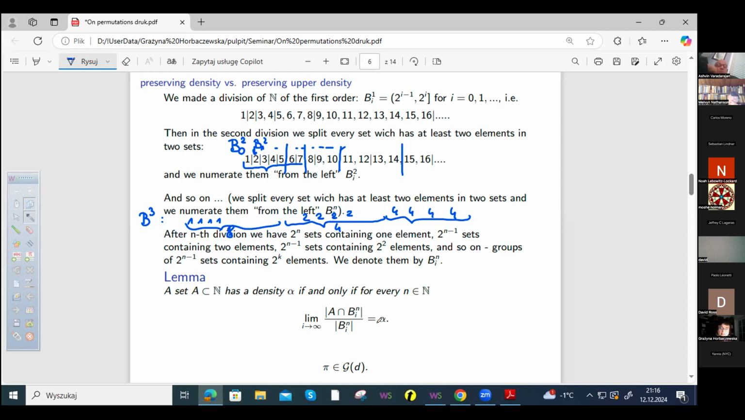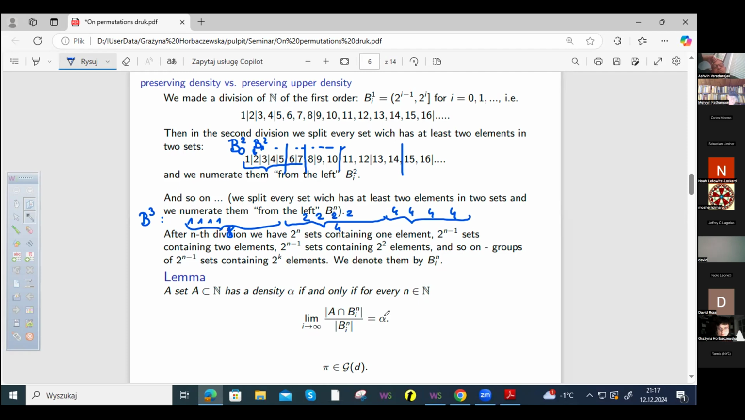And of course, we would like to check this also for the inverse permutation, but it works also here. So we have this equation: the family of sets possessing density is not changed after the permutation. So we are in the family G of D. Okay, now a few words about this lemma.